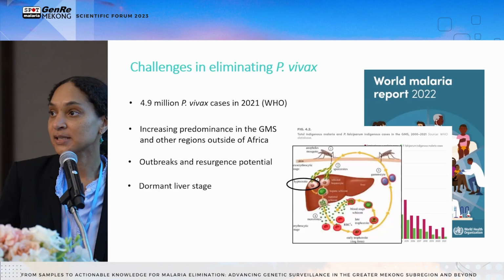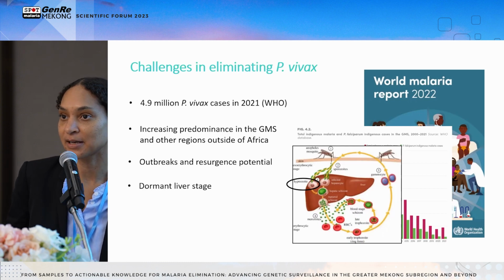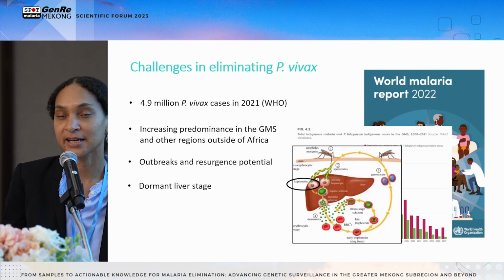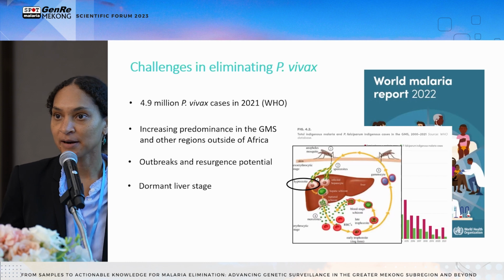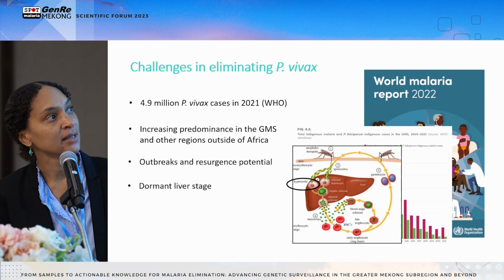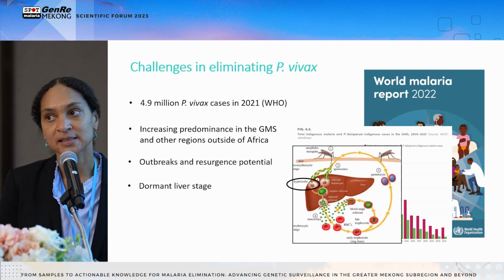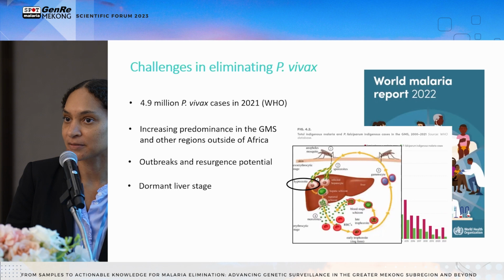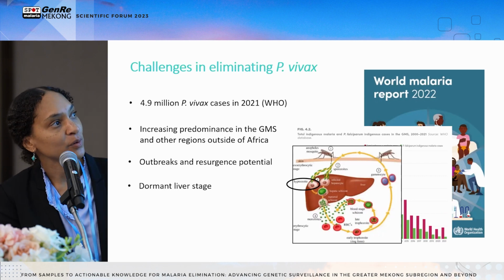We know that a large part of the challenge with Vivax malaria is the dormant liver stage, which enhances its transmission within and between communities. And as I'll describe in further slides, it makes cure of this parasite particularly problematic.